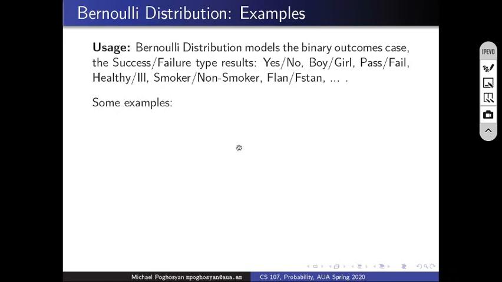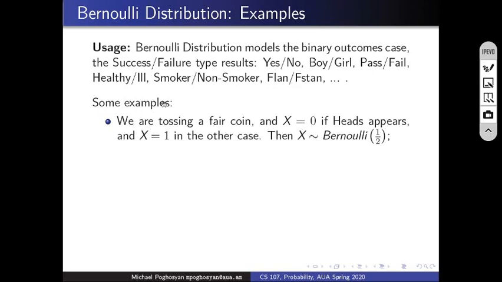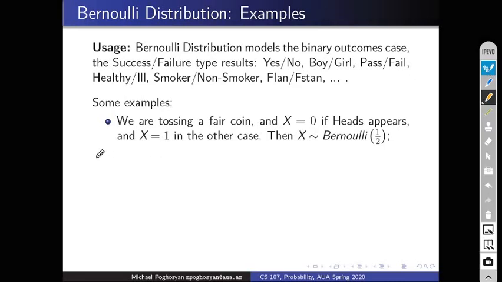These kinds of examples are modeled by the Bernoulli distribution, and I will give a lot of examples of that type, and you can continue by giving a lot more. We are tossing a fair coin. If heads appears, then x is 0. If tails appears, x is 1. Then x is Bernoulli 1/2. Of course, this was the same as discrete uniform. Let me write DU for short.